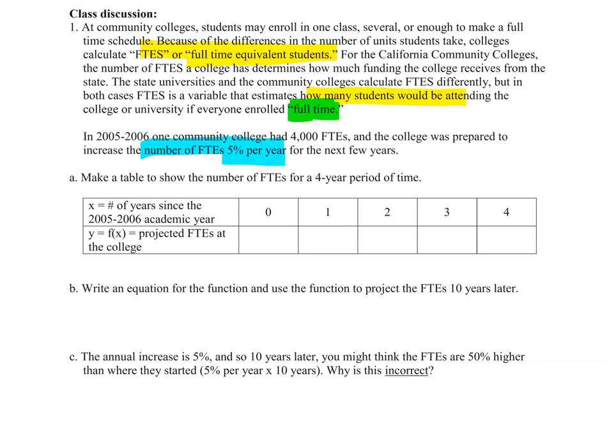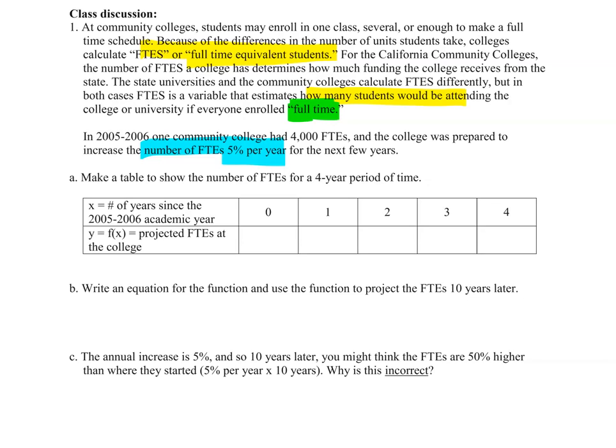So we're going now to make a table to show the number of FTES for a 4-year period of time, from 0 up to the 4th year. So x is the number of years since the 2005-2006 academic year, and y is our projected FTES at the college.